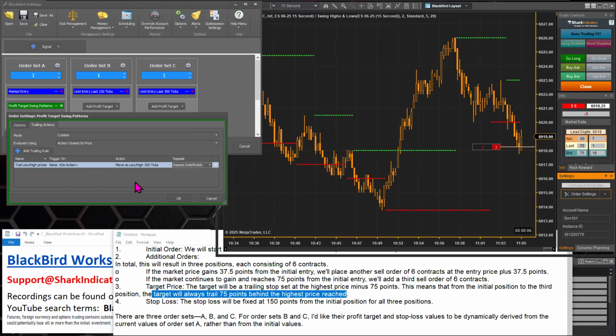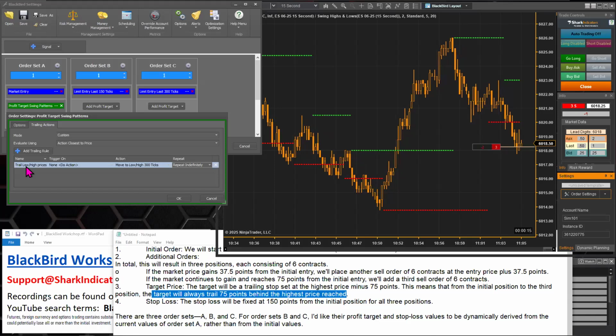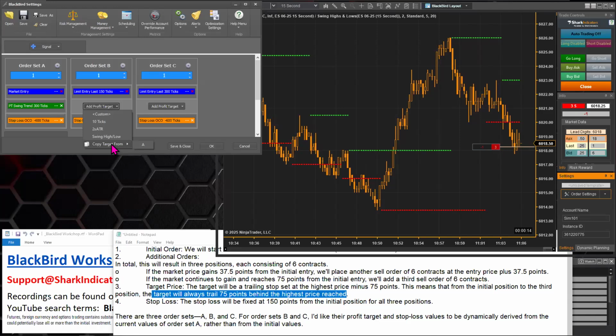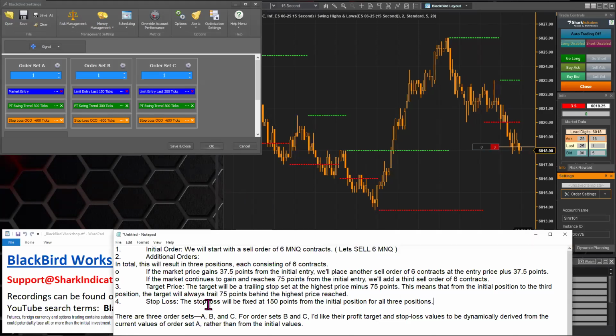So, all right, that is our trailing profit target that's pulling in closer and closer. So our profit target is reducing as the market moves. And then we just copy that to B, and we'll copy this to C. And there we go. All right, let me just double check here. I'm going to pause for a moment, double check I didn't miss anything.